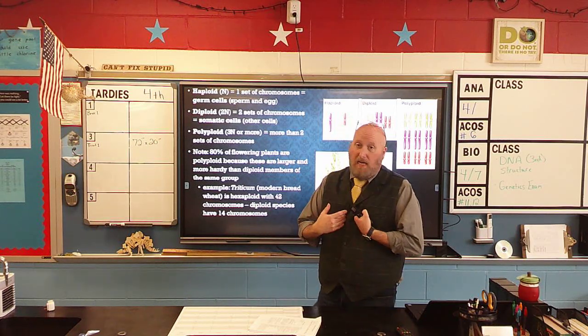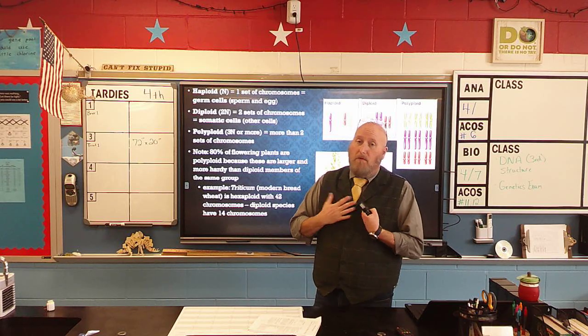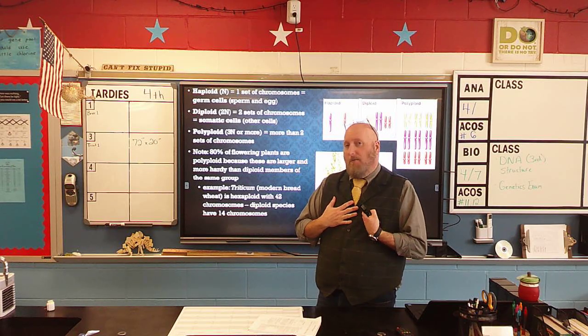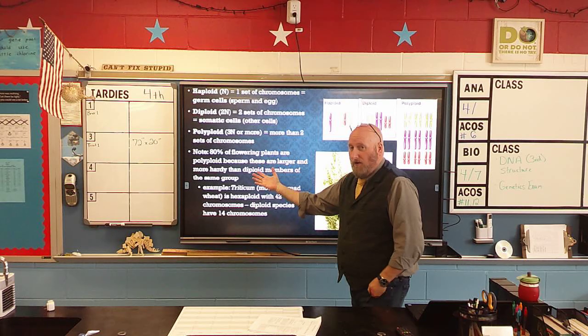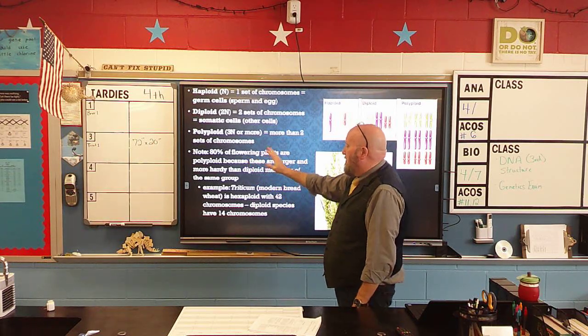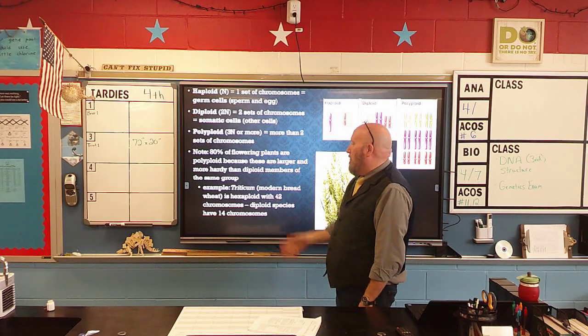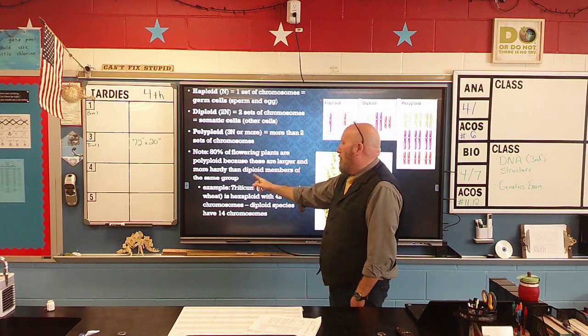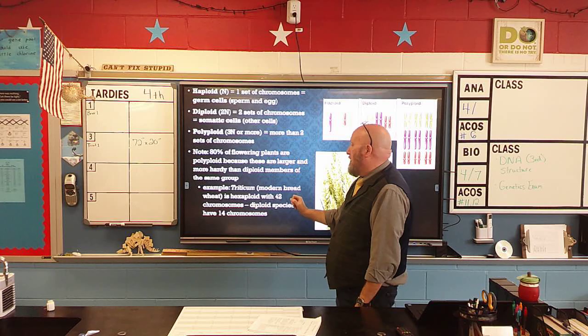Now, does that affect us? No. Human beings, that's not going to work. Most animals, that's not going to work. Plants, however, are a different story. Plants are kind of odd that way. And you can see up here it says 80% of flowering plants are polyploid because these are larger and more hardy than diploid members of the same group.